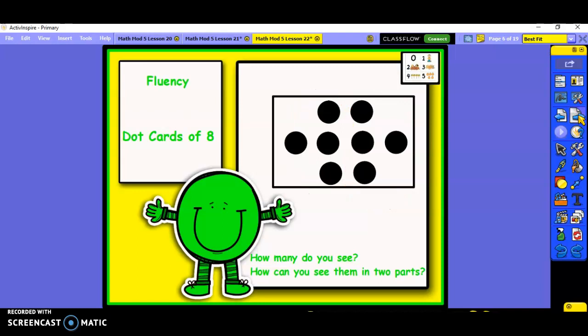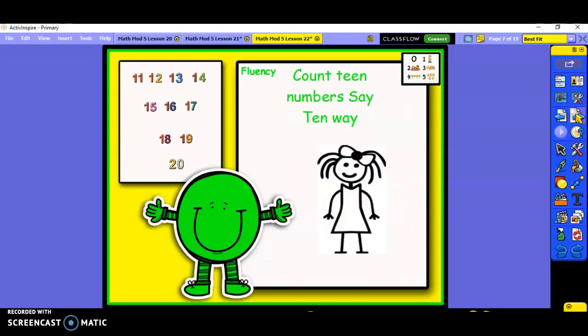All right, how many dots do you see? Yes, 8 again. Think about what parts you see. How can you see 8 in 2 parts? Guess what? Miss Nakhan saw the same parts, just organized a different way, but I still saw the parts 4 and 4. 4 and 4 makes 8. Let's go to our next dot card.